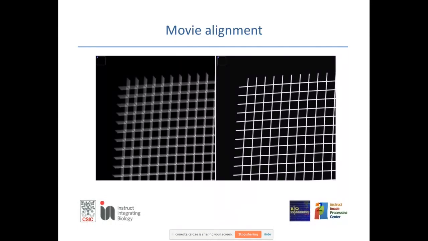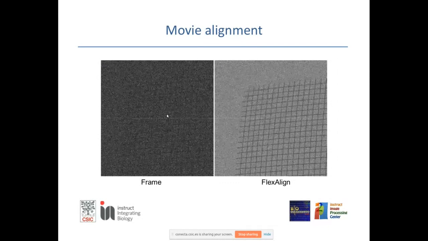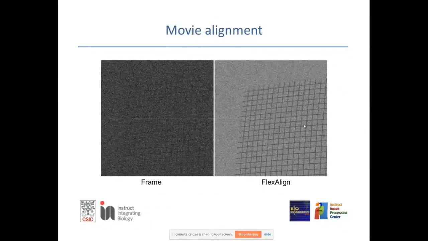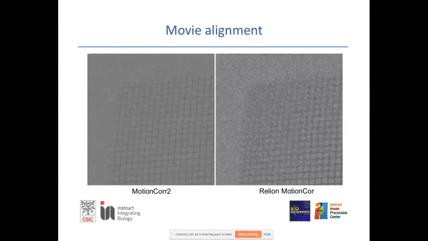So this is now with a phantom. With this phantom, we created some kind of elastic deformation so that in the corner there was a bending of the grid. And if you don't do anything, you have a blurred grid. Then we simulated data following this Poisson. So in the frame, you almost don't see anything. And if you align with FlexAlign, choosing more or less the default parameters, you are able to recover the grid. If you use MotionCor, you also recover the corner of the grid. And the corner is where it was deforming the most.